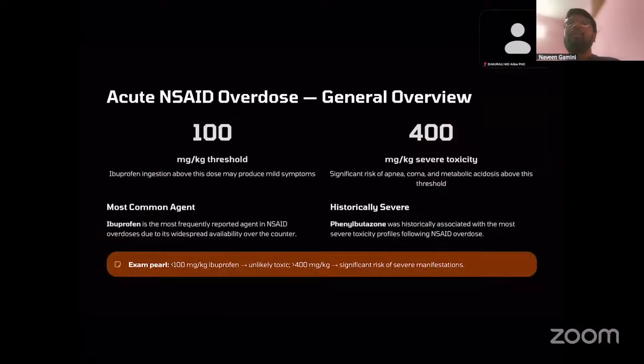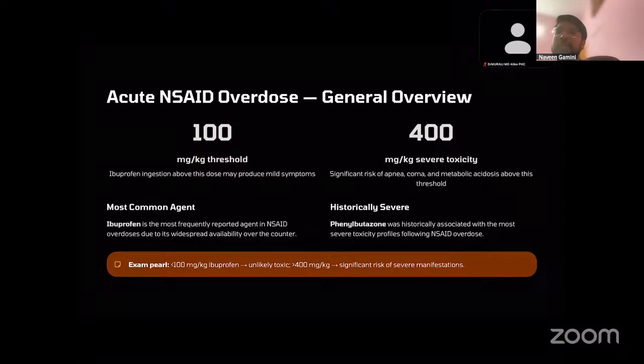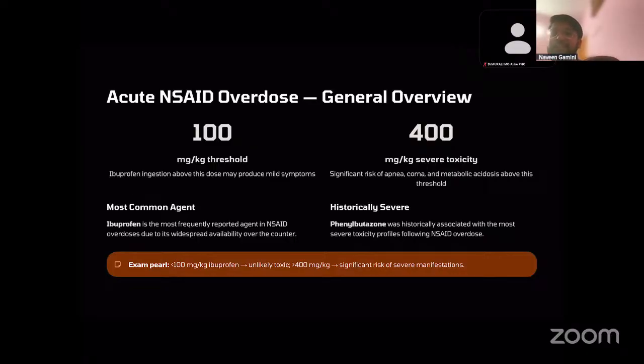Regarding overdose, till now we have read all the side effects. Majorly, all were because of chronic usage. Now we are talking about the overdose. Regarding ibuprofen specifically, an ingestion above the 100 mg per kg threshold will cause mild symptoms. And above 400 mg per kg is where we can expect severe toxicity.